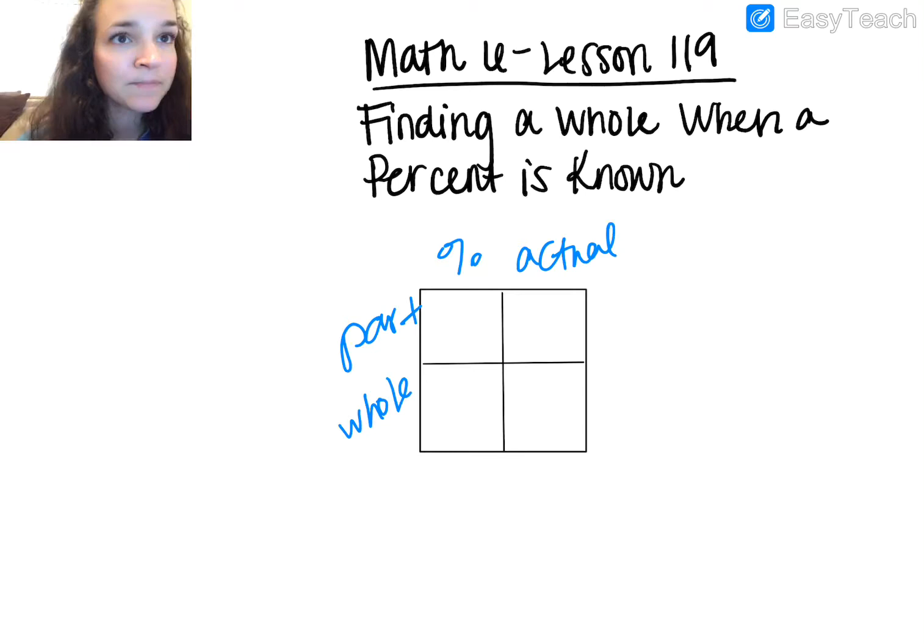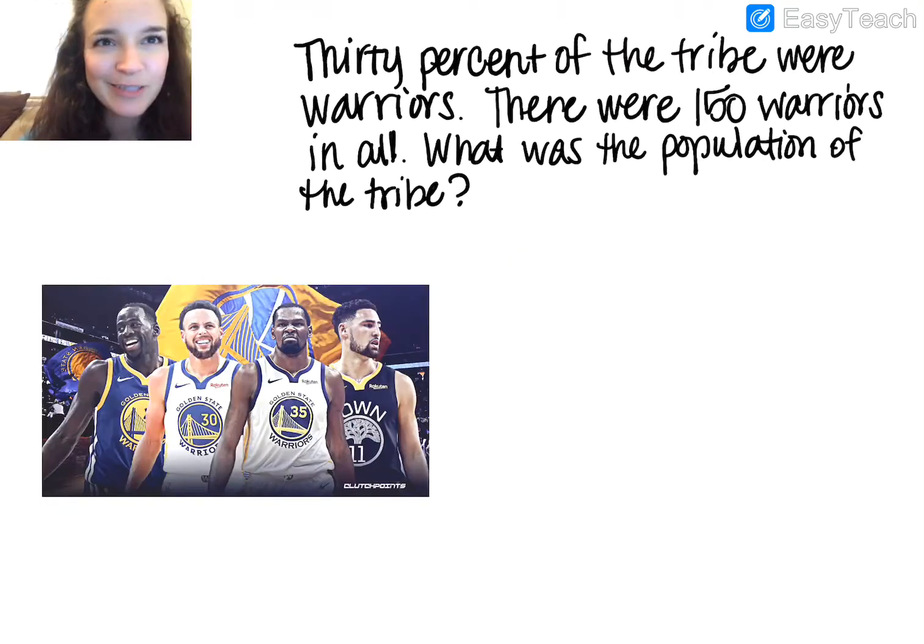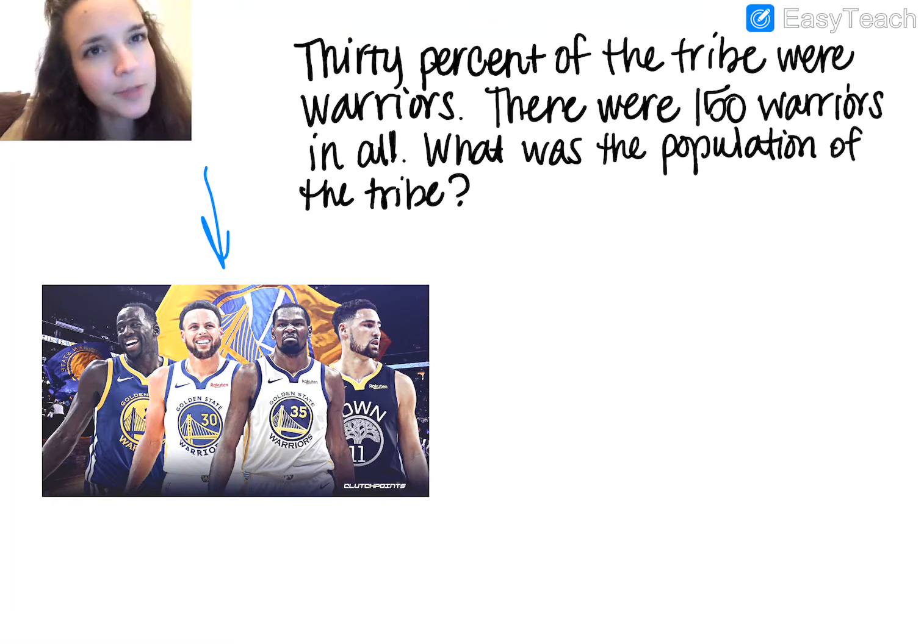Let's go ahead and open up the first one. I found a fun little picture to go with this one for you guys. 30% of the tribe were warriors. Interestingly enough, when you type warriors into Google, this is what you get. Golden State Warriors. So here we go. We're doing this problem with the Golden State Warriors. I don't know a single player on the Golden State Warriors, but maybe one of you guys does. There were 150 warriors in all. What was the population of the tribe? Somehow I don't think this problem is referring to Golden State Warriors, but we'll go with it.